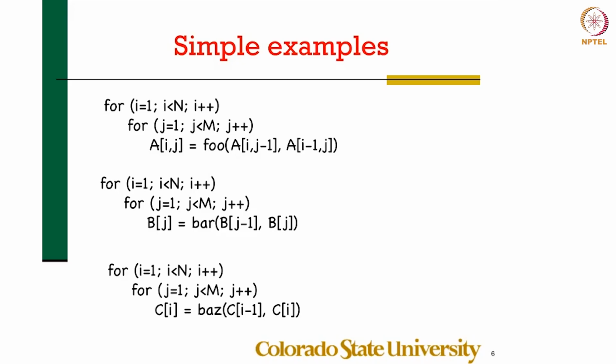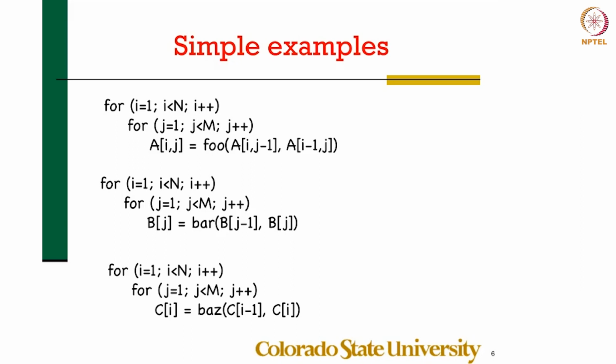It's not going to be bound by how fast your processor can run, how fast it can compute, how fast this function foo can be evaluated, etc. Such codes are called bandwidth bound or memory bound.